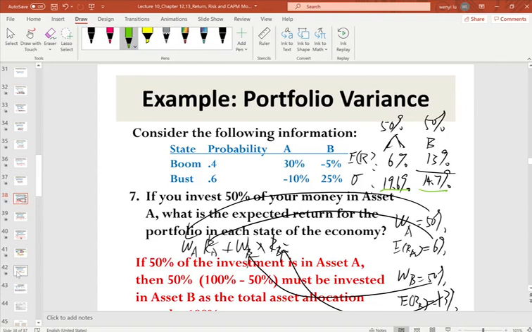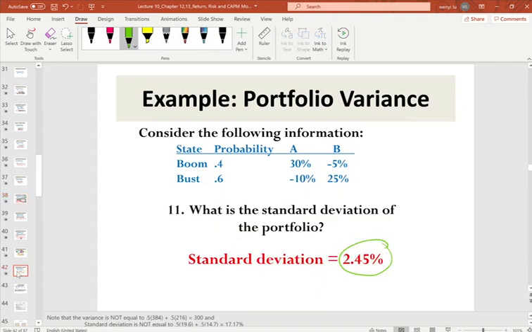But when we put them together into the portfolios, what's the risk? It's only 2.45%. So in these pooled portfolios with A and B together, because the stock prices move in opposite directions for different states of the economy, you can see the risk is reduced when we put them into the portfolios.